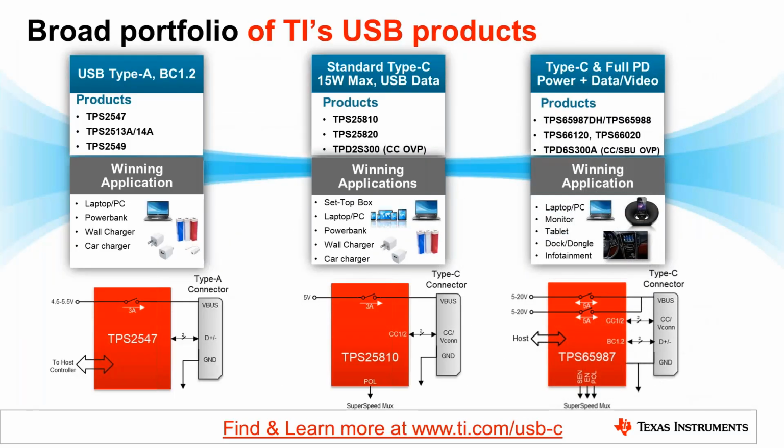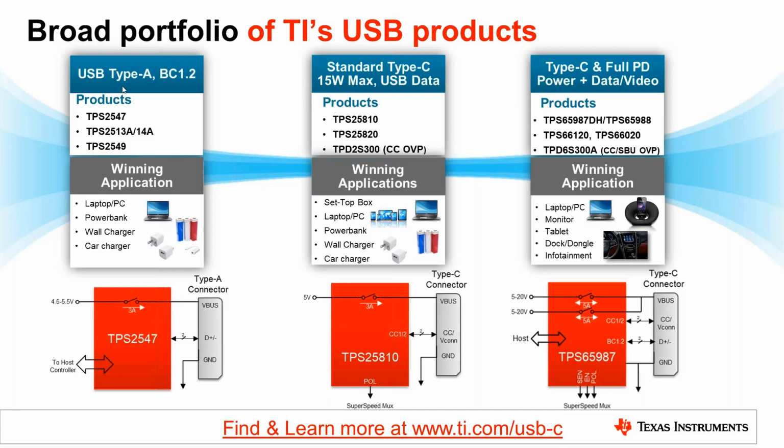Here we'll briefly go through TI's portfolio of USB products. So although the Type C connector is the latest protocol and the newest connector, we also have some that control USB Type A ports. On the USB Type A port, it's common to see BC 1.2 being used. This is a legacy battery charging protocol that uses the USB 2 D+ and D- lines to negotiate the power and complete the power handshake from the source to the sink device.